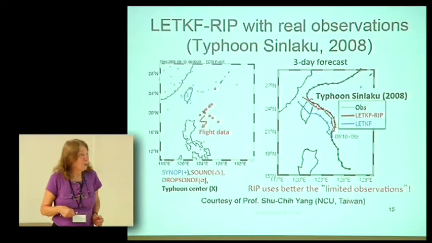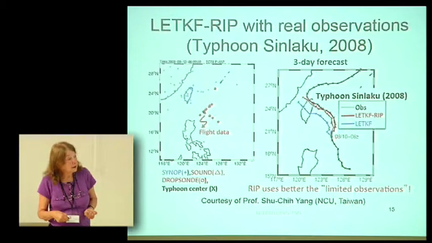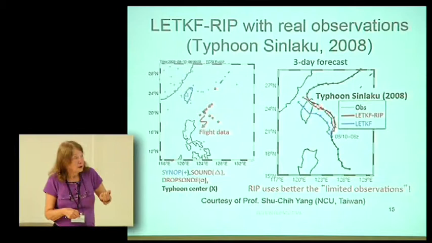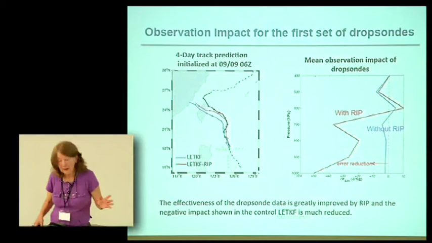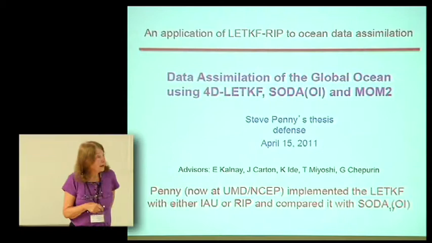So she tried LETKF running in place, and when she did that, she got a result which was much closer to the real typhoon track, which is in black. When she used the LETKF in the standard way, she got this result. When she used the observations more than once, she got this result. So it works in real cases. Let me skip this slide, and I'm going to show another application to real data.